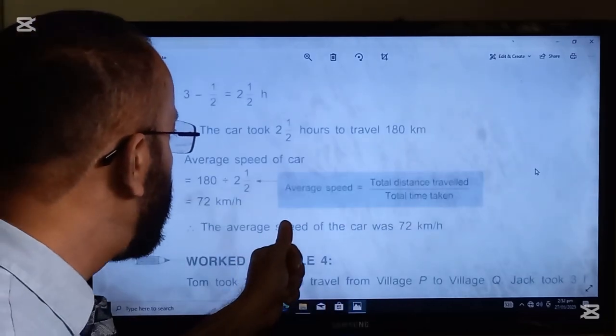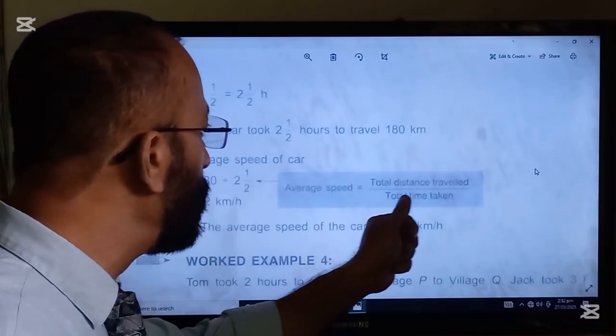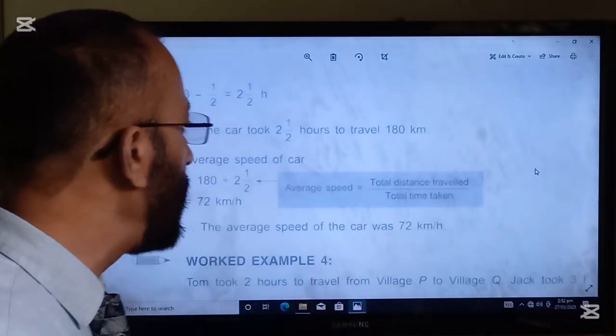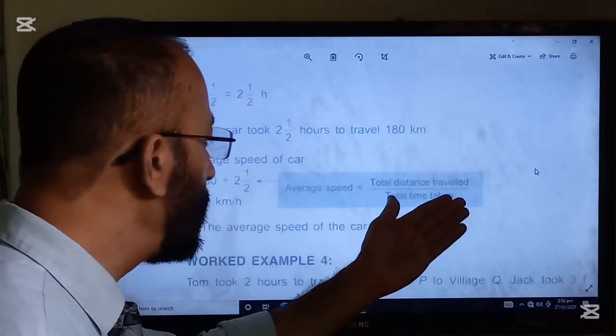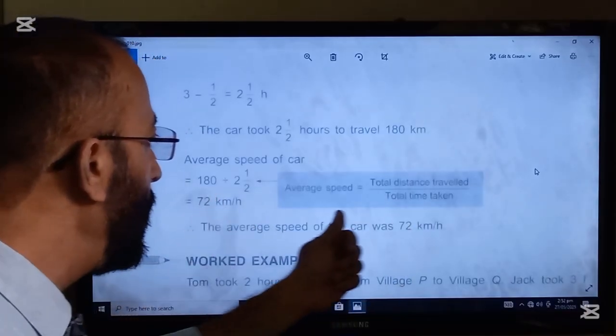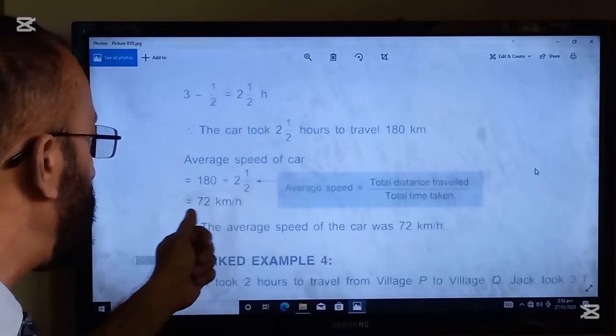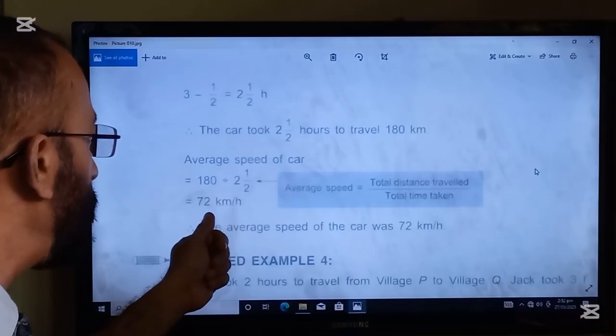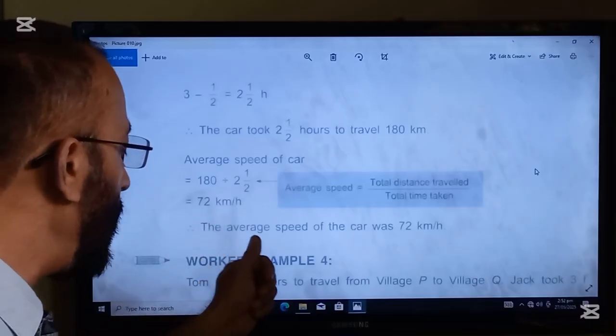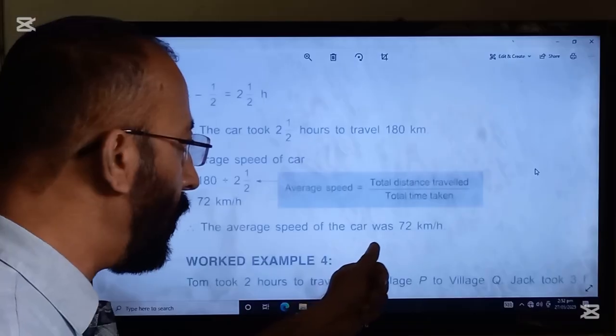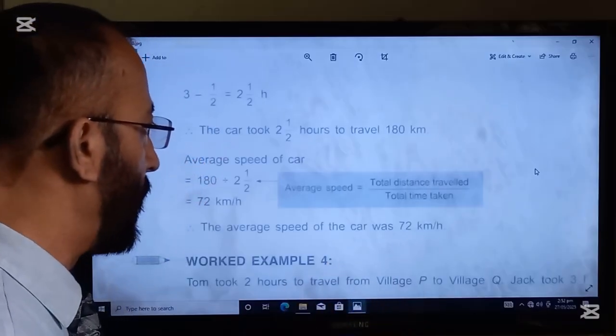The formula is average speed is equal to total distance traveled over total time. So total distance traveled is 180 km and time taken is 2.5 hours. After cancellation, you will get an answer of 72 km per hour. So the average speed of the car was 72 km per hour.